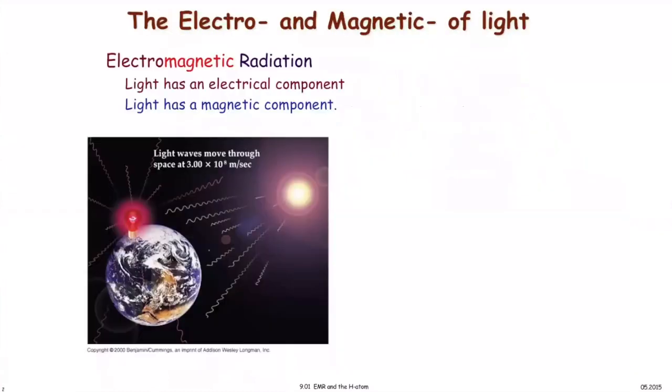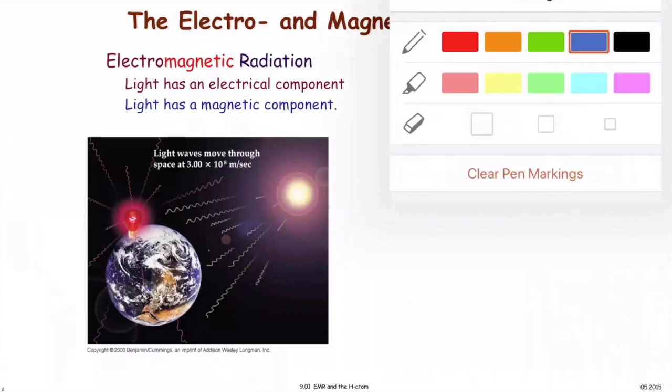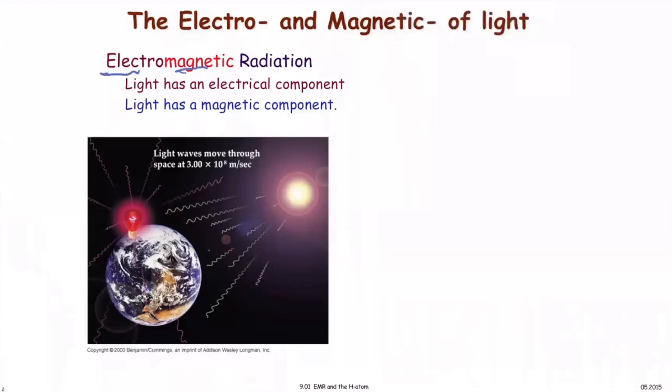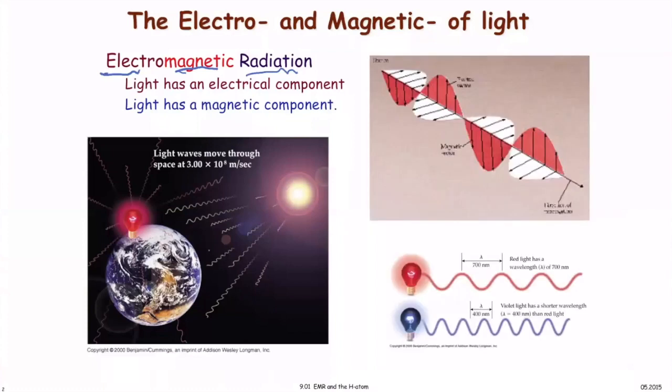Electromagnetic radiation is simply that. It's called electro because it has two components: an electrical part and a magnetic part. And radiation just tells you that it's a form of energy. In fact, almost all the energy that we get here on planet Earth is from electromagnetic radiation from the sun, all except nuclear energy.